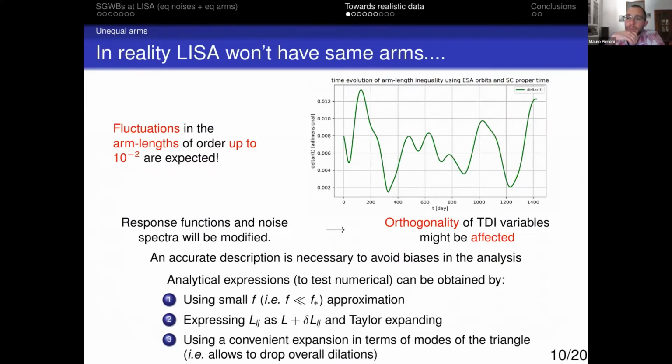In reality, we won't have equal arms because along the orbit, there are going to be fluctuations in arm lengths, and this is going to lead to breaking of the orthogonality between the different TDI variables, as I will show in a second. In principle, you can compute analytical approximations for these to test the numerical results, which I will show in a moment.